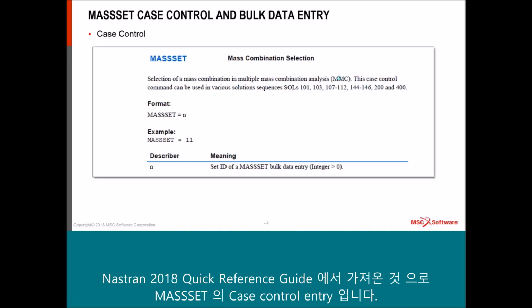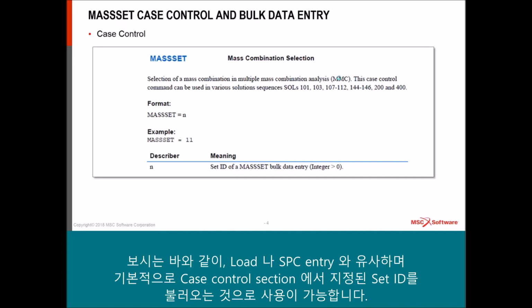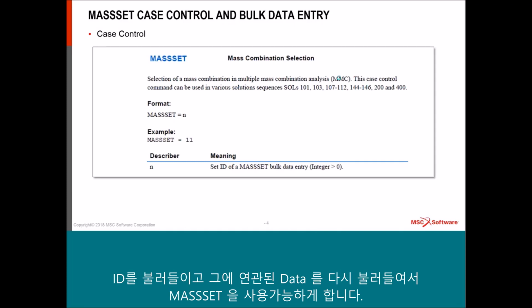So this is something that I took straight out of the quick reference guide for MSC Nastran 2018. This is the case control entry for MASSSET, and it's just like the entry for loads or SPCs in case control for your model, where you just call it out in the case control and it gets enabled. You call out an ID, which will be recalled again in the bulk data, and your MASSSET is enabled.